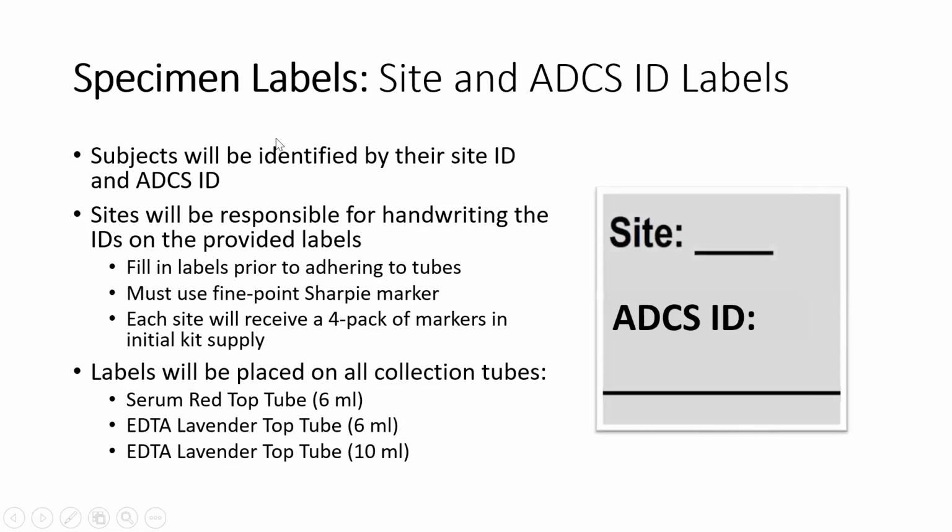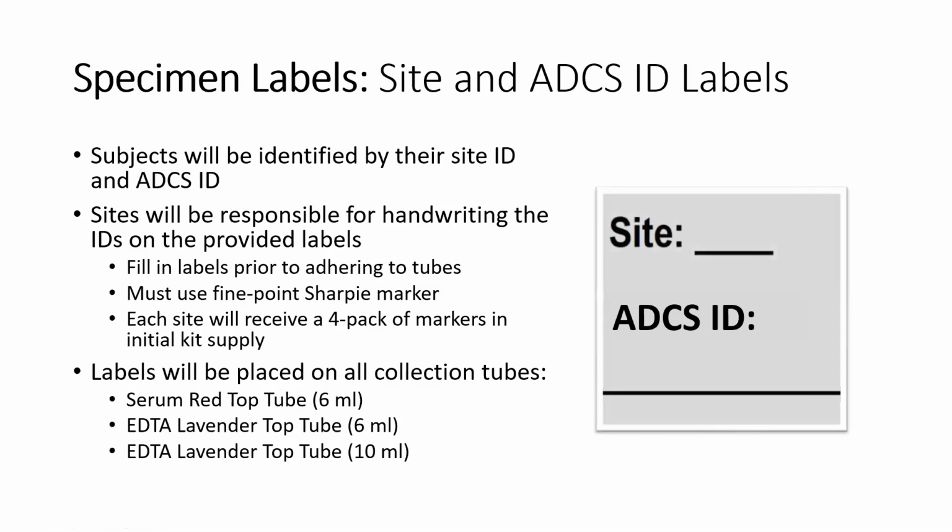So the second label is the site and ADCS ID label. This label actually requires you to do a little bit of handwriting on it. You'll need to fill in the site number and the subject ID, which is the ADCS ID. We will provide you with 4 Sharpie markers in your initial kit supply to do this writing on these labels.